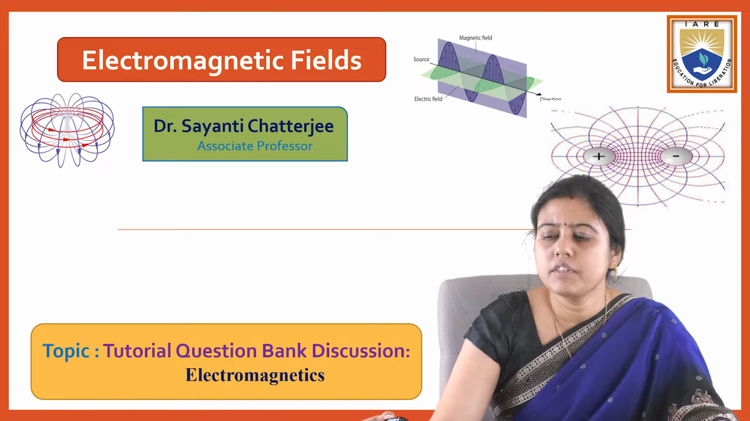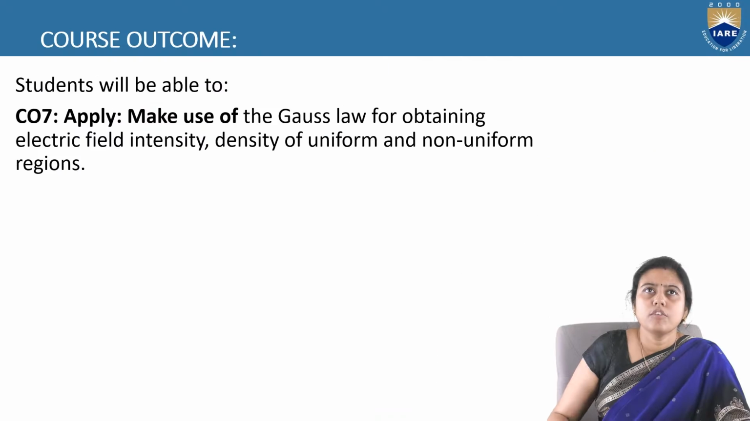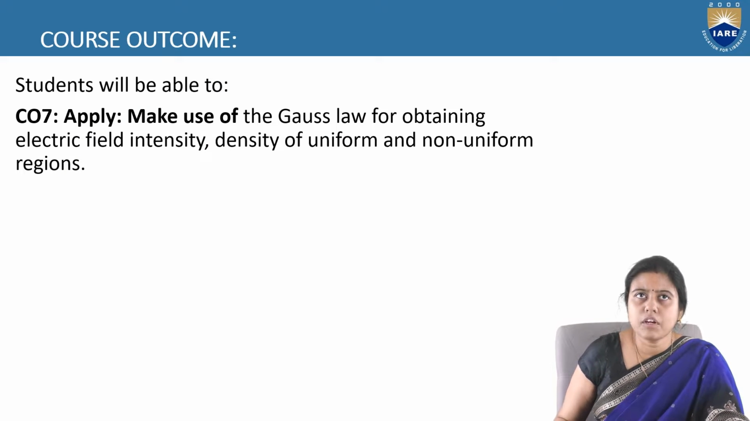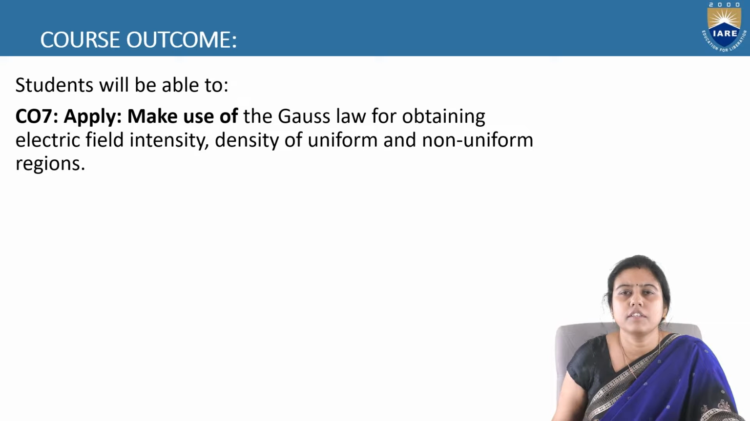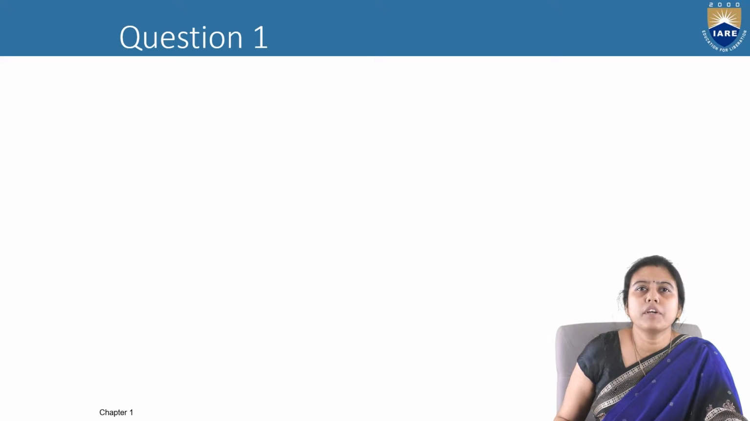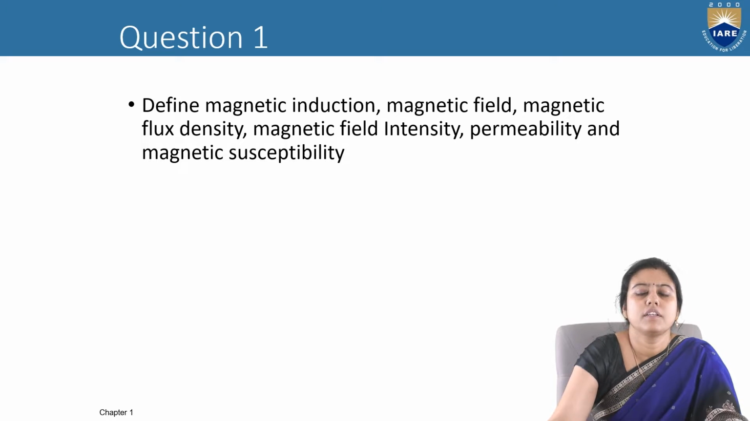So today we will start our next topic. What is the course outcome? The course outcome we have already discussed. We will discuss electromagnetism. So we are moving to question number 1.